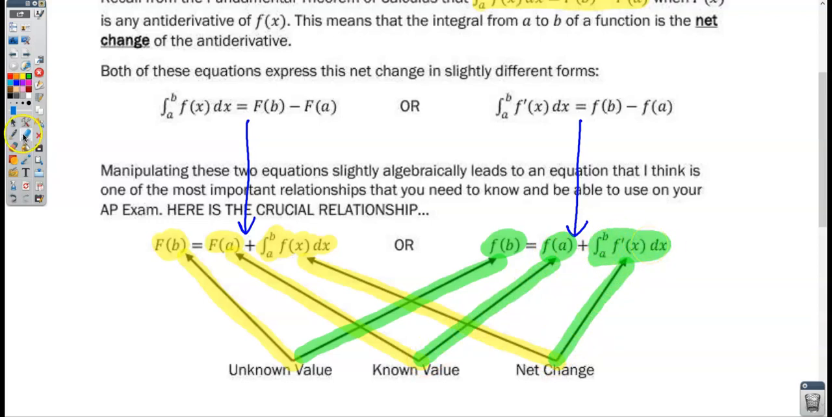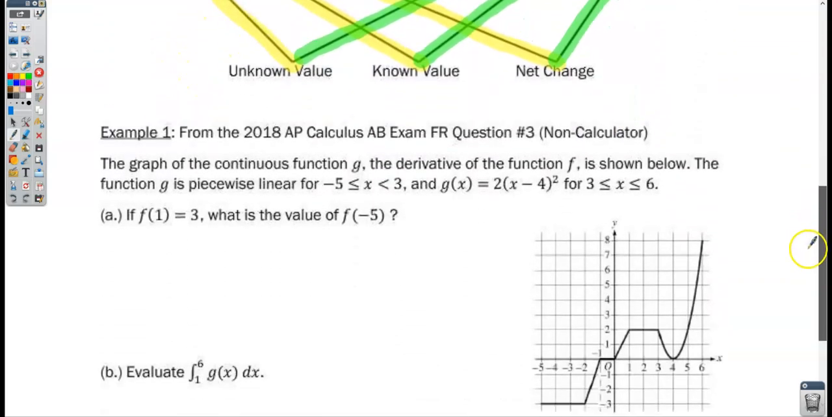And we're finding net change by taking the integral of the derivative of whatever we're trying to find the change of. So this relationship is really huge. It enables us to go to any unknown value as long as we have one known value and the rate of change, the derivative. All right, so let's go ahead and we'll put this into context.